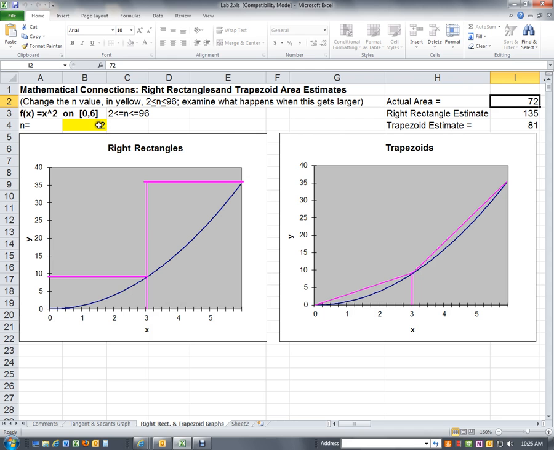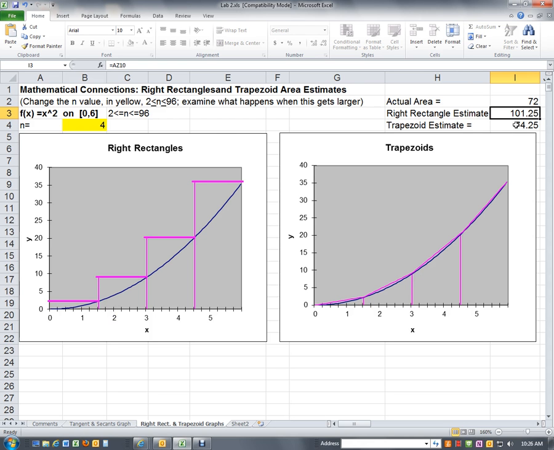What this Excel spreadsheet allows you to do is change the number of rectangles. I could have 2 rectangles, or I could enter possibly 4 rectangles. And when you enter the number of rectangles, it changes the area from those rectangles.